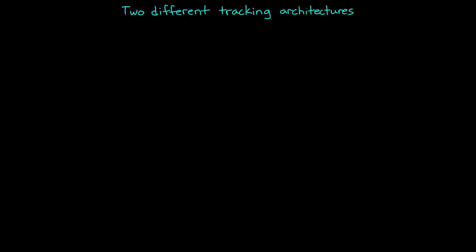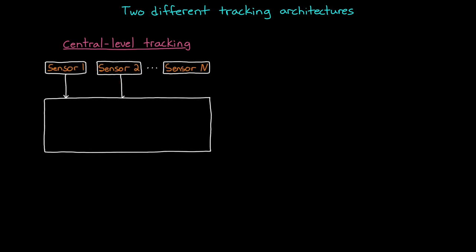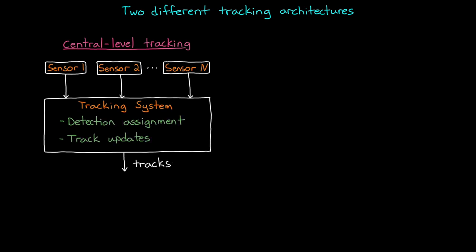To begin, let's compare two different tracking architectures. We'll start with an architecture that we'll call central level tracking. You'll probably be used to this if you've been following along with this series. In this architecture, the sensor detections are fed into a tracking algorithm that assigns the detections to tracks and updates the states and covariances of the tracked objects, exactly what we saw in the past few videos.